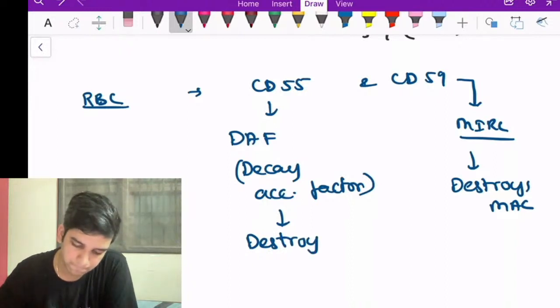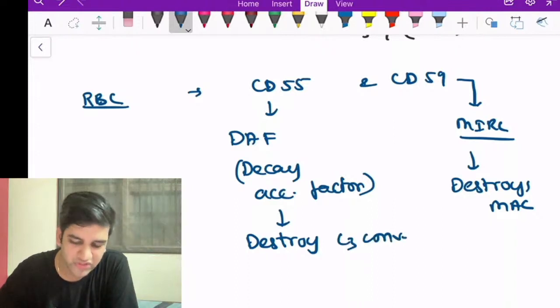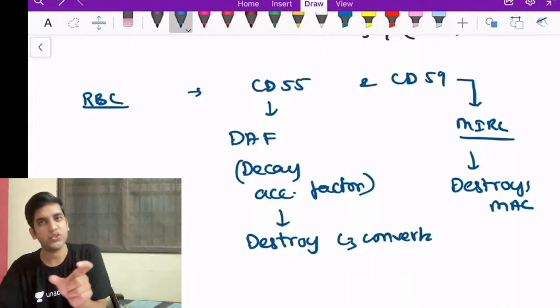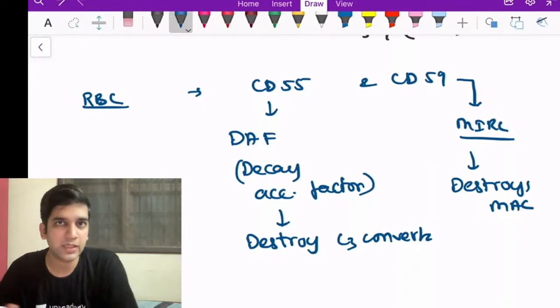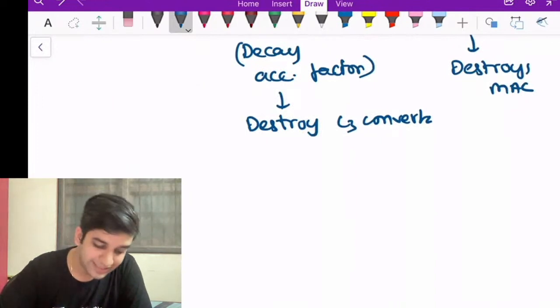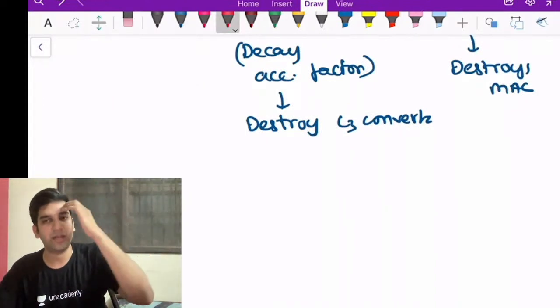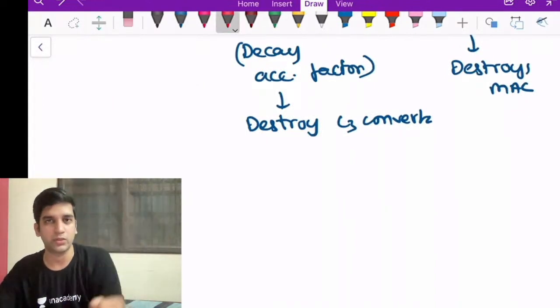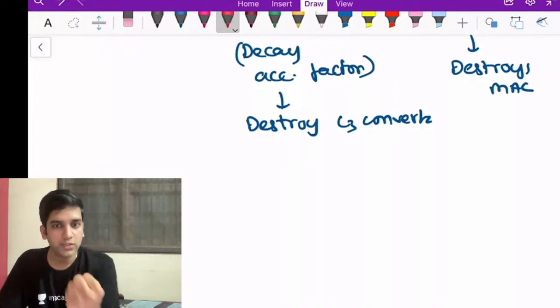your C3 convertase, because C3 to C3a is one of the important steps in my complement activation, right? This destroys C3 convertase, fine. So these are proteins on the surface of RBC. They can't just float like that. I need someone to hold the protein, right?